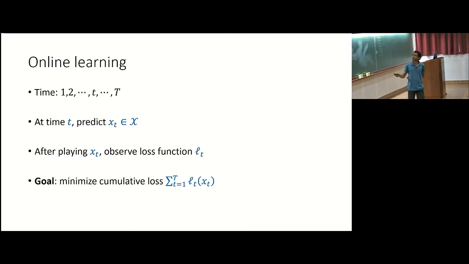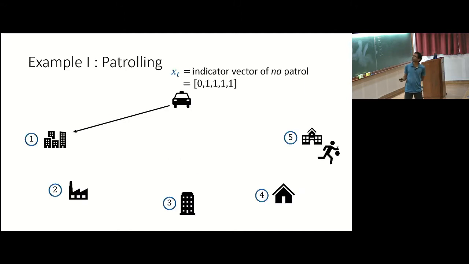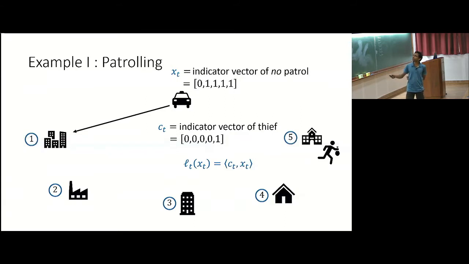So let me just try to illustrate how this fits in with the examples that we saw. Here, xt would be the indicator vector of where I am patrolling. So if I'm going to patrol in this first place, then I'll put 1 for that place and 0 for the other places. And the cost here is the indicator vector of the thief. So if the robber happens to strike at a place where I'm not going for the patrol, then the loss is just the inner product between the 2 vectors. Okay. So xt is my action where I'm going for patrolling.